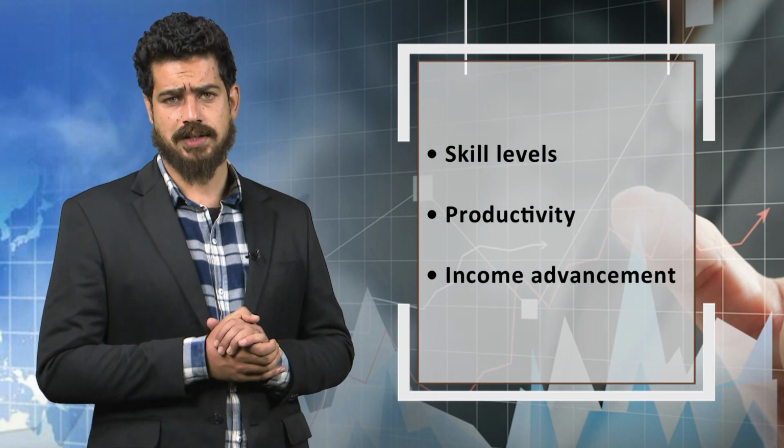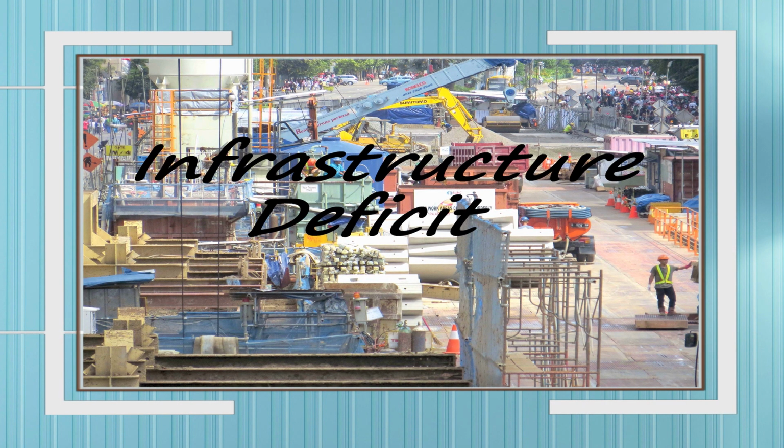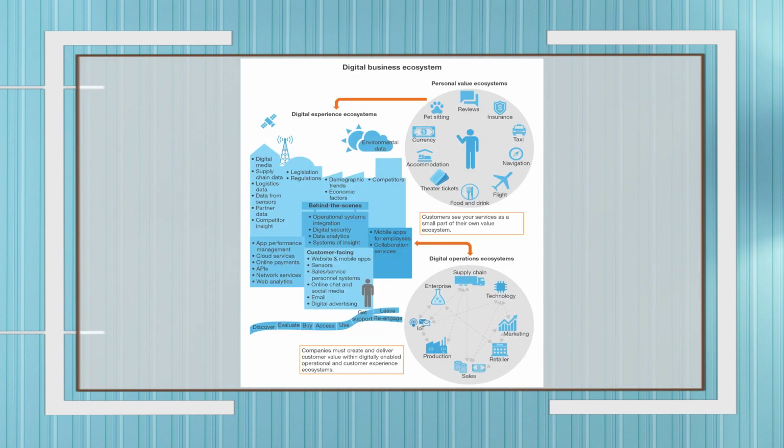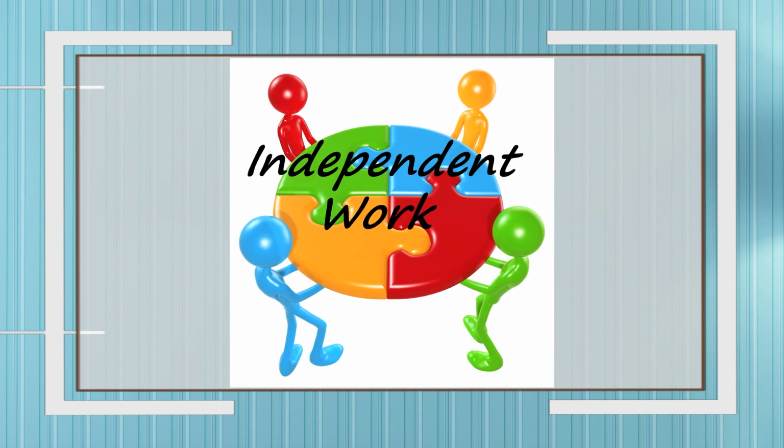Research by the McKinsey Global Institute has shown that beyond the unemployment rate, questions relating to quality of work such as skill levels, productivity, and income advancement can be potent and sometimes politically corrosive ones in advanced economies at a time when labor market dynamics are shifting. Moreover, trends such as the push to fill the infrastructure deficit, the advent of automation, and the growing importance of digital ecosystems and independent work are challenging labor markets around the world while also creating new and better opportunities.